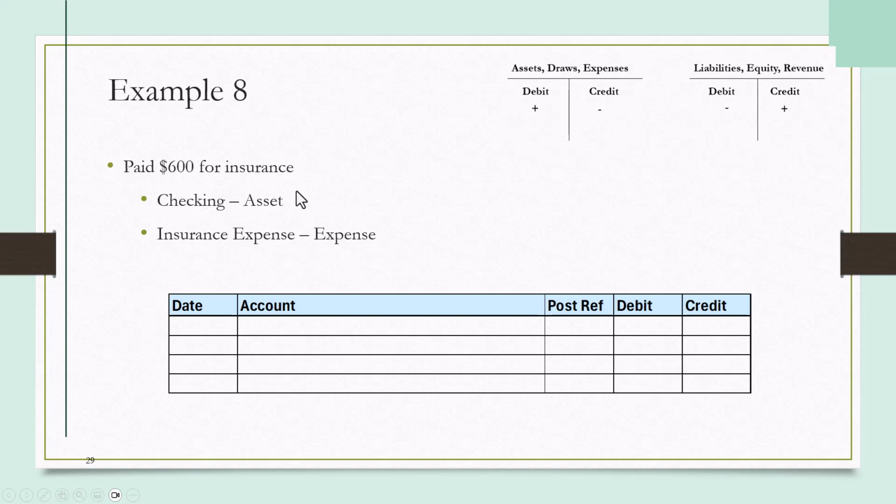So the checking account is an asset. We're subtracting from it to pay something, so that would be a credit. And then we're adding to the expenses of the business, adding to insurance expense. When you add to expenses, that would be a debit. And this is what the entry would look like. And of course, you could put the account numbers and the explanation in there also. Okay, let's go to the next one.